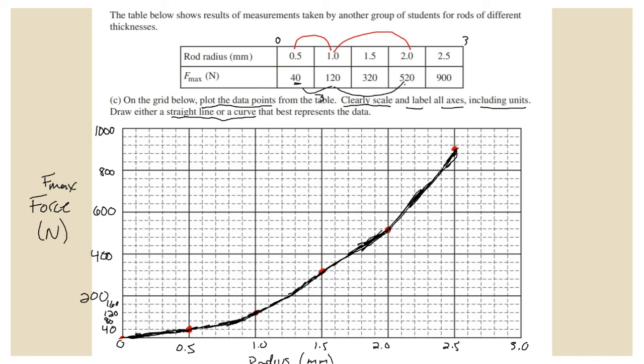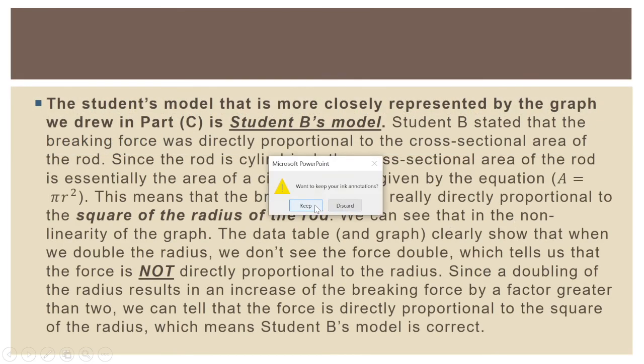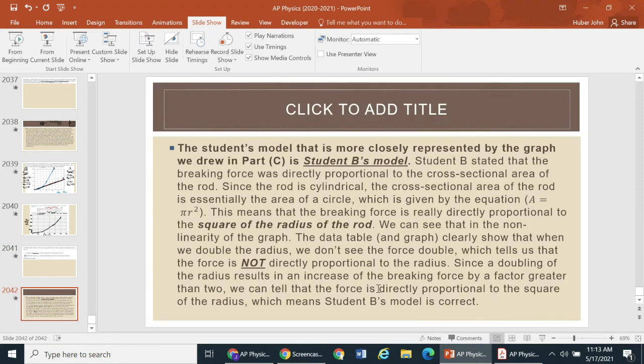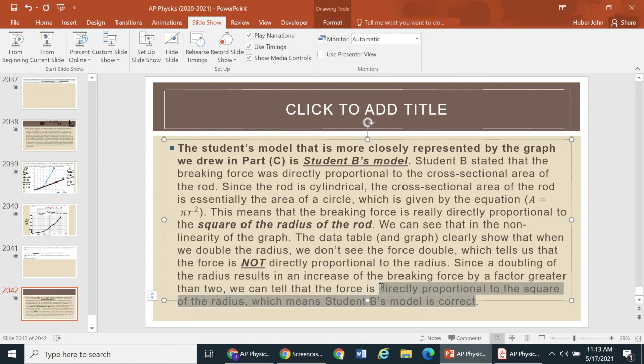It increases by a factor of 3. When we double it again from 1 meter to 2 meters, our force goes from 120 to 520, which is an increase by a factor of like 4.33-ish. And so we can say here that it's almost directly proportional to r squared, but not quite. The way that we should fix up this last part of that answer is to say, since a doubling of the radius results in an increase of the breaking force by a factor greater than 2, we could tell that the force is not directly proportional to the radius, which more closely aligns with student B's model.